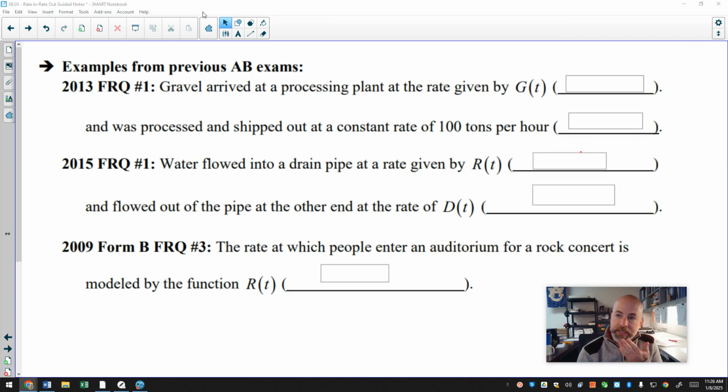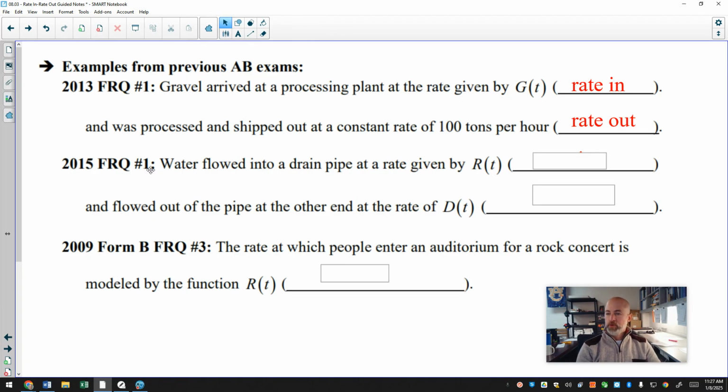We're not going to work any of these, just wanted to talk about the concept of rate in and rate out. In 2013, FRQ number 1, we had a gravel processing plant, and they told us that gravel arrived at the processing plant at the rate given by G. So for arriving at the rate of G, that would be your rate in. And then simultaneously, the gravel was being processed and shipped out at a constant rate of 100 tons per hour. So 100 would be the rate that the gravel was leaving. And so we had a rate in and a rate out.